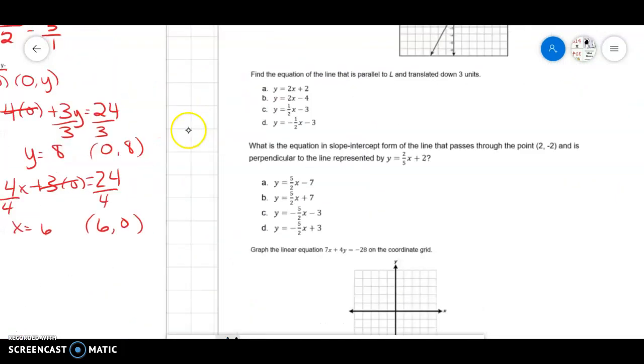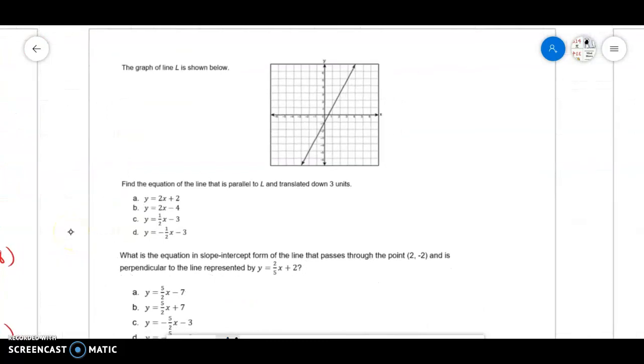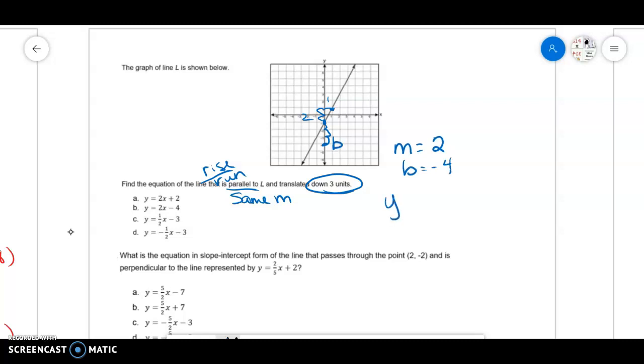If we go to the next question, write an equation that is parallel. So we know that parallel means that we have the same slope and we need to go down 3. So first we need to find the slope of this line. So I can count. Again, that's going to be rise over run. So rise 2, run 1. So my slope is in fact 2. And we're going to go down 3. 1, 2, 3 means that our b is now -4. When I write this equation, I get y equals 2x minus 4.